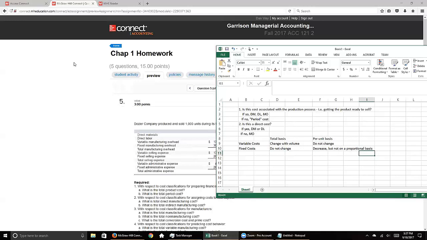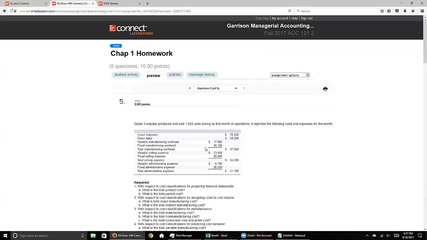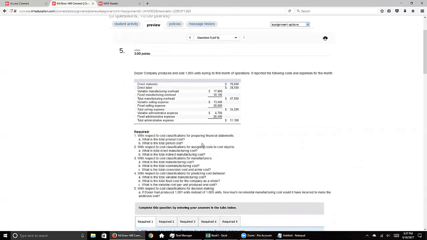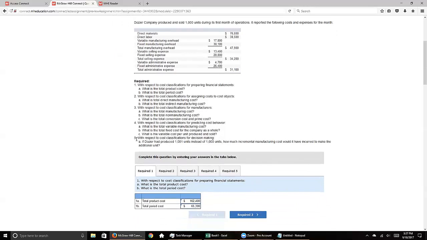Freddie, you had a question? Yes, I do. I'm not sure if it's related to this, but there was a question in chapter 1, I believe, that asked how much does it take to make X amount of units. We'll put in the answer, but then the following question will be, how much does it take to make an extra product? I really did not know how to solve the question. Did you say that was in the homework? Yeah, I think it was in the homework. Oh, you know what? I think it might be number 5 right here. With respect to class, if Dozier had produced 1,001 instead of 1,000, how much incremental? Yeah, exactly, that one.